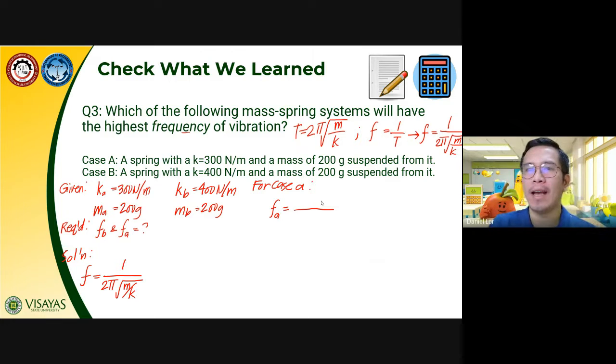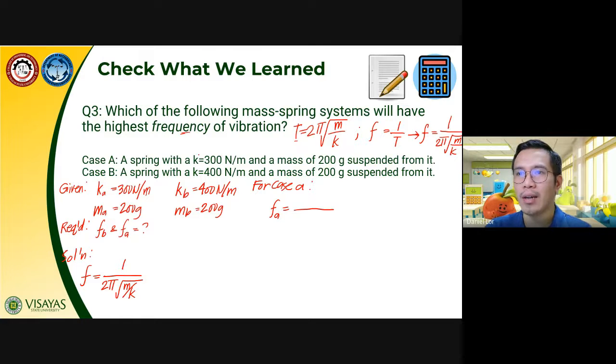Actually, even though dili ta mo agi aning given required solution nga paagi, we can already identify which of those two cases will have the higher frequency, because we already know that frequency is inversely proportional to the period T. So therefore, if we are looking for the higher frequency, it should have the lower period.